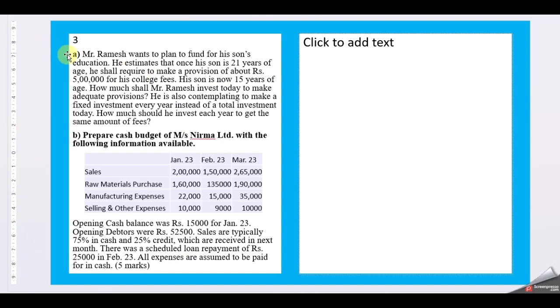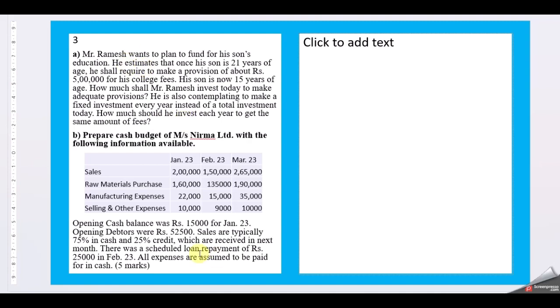Okay, moving on with question 3. Mr. Ramesh wants to plan a fund for his son's education. He estimates that once his son is 21 years of age, he shall require to make a provision of about 5 lakh rupees for his college fees. His son is now 15 years of age. How much shall Mr. Ramesh invest today to make adequate provisions? He is also contemplating to make a fixed investment every year instead of a total investment today. How much should he invest each year to get the same amount of fees?